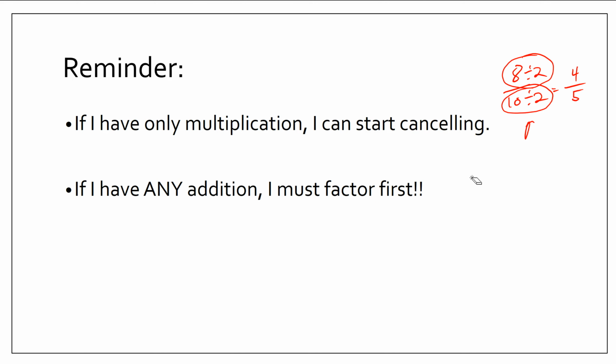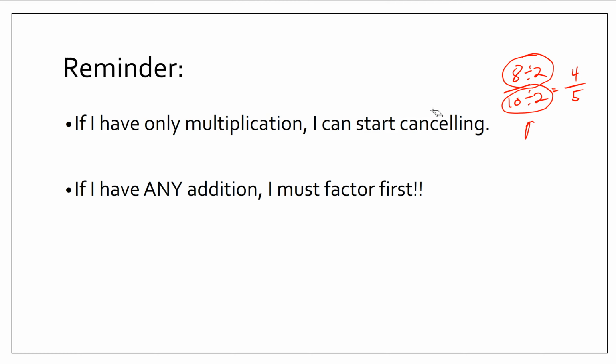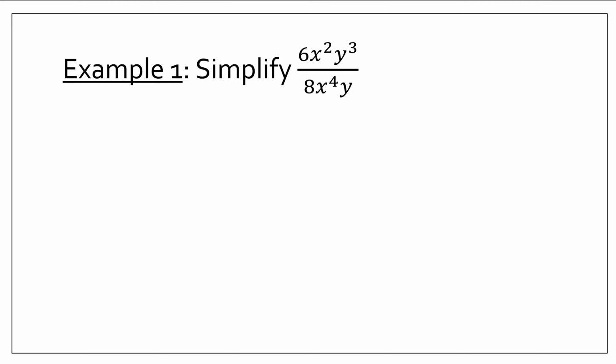So I'm just going to do 3 examples. The first one, let's analyze it. Which situation is it? Is it the multiplication situation or is it the addition situation? Well, clearly here everything is just being multiplied together. Multiply, multiply, multiply, multiply. And this is the situation where I can just start canceling. So first of all, the 6 and the 8, I can treat this like a fraction because it is a fraction. 6 and 8 reduced to 3 over 4.